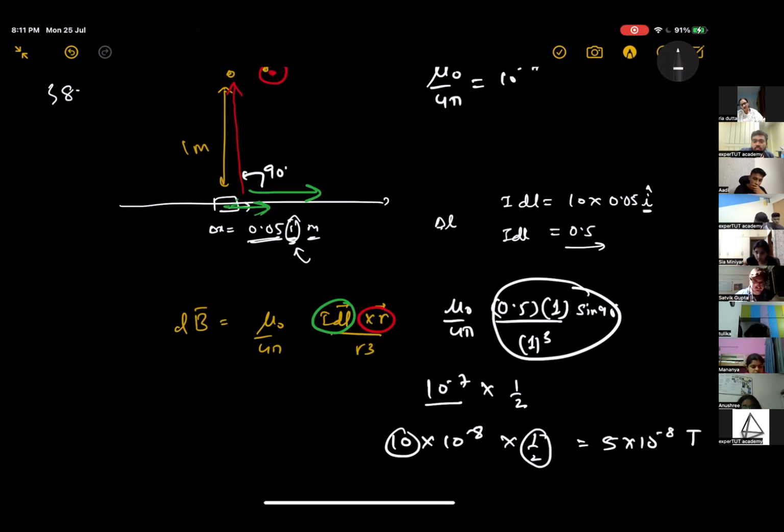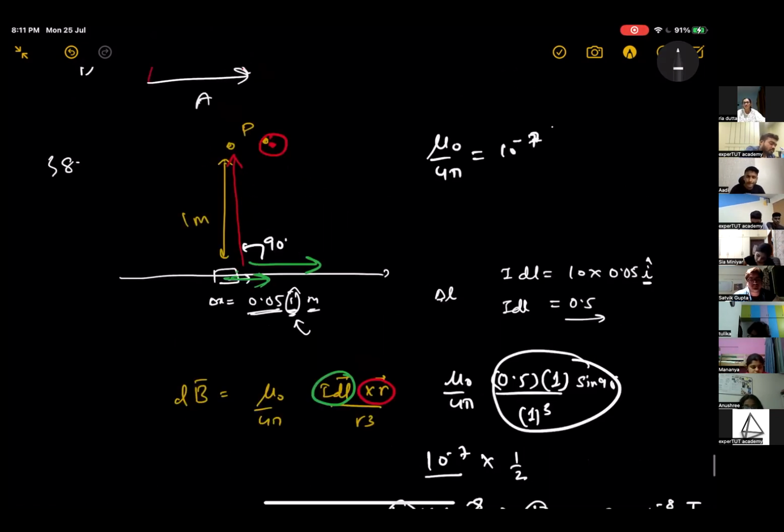So therefore the answer is 5 into 10 power minus 8 Tesla, and it is coming out of the plane of the paper. Fine. Understood, everyone? So mu naught by 4 pi is 10 to the power minus 7. Yes, mu naught by 4 pi is 10 to the power minus 7.